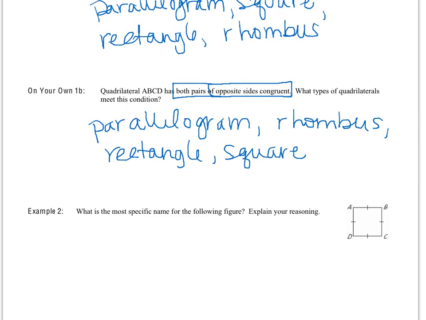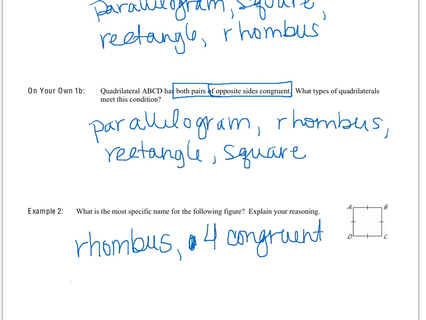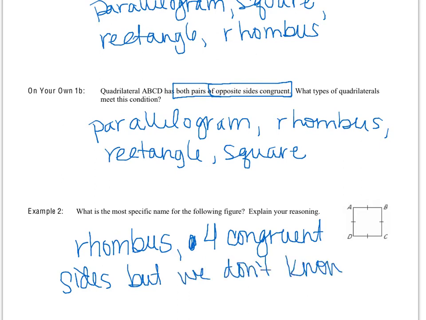And our last one here, it says, what is the most specific name for the following figure? Explain your reasoning. Well, if you look, we're shown that all 4 of the sides are congruent. We don't know anything about the angles, though, so the most specific name that we can give is rhombus. It has 4 congruent sides, but we don't know about the angles. So rhombus is the most specific that we can get.